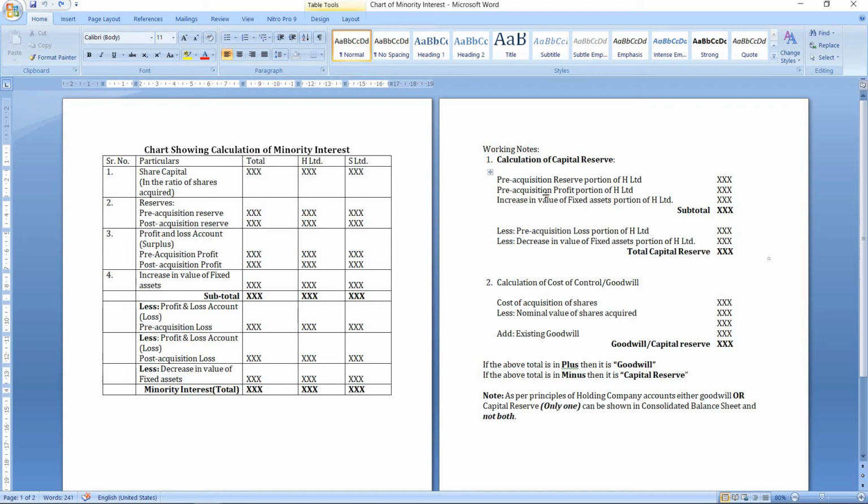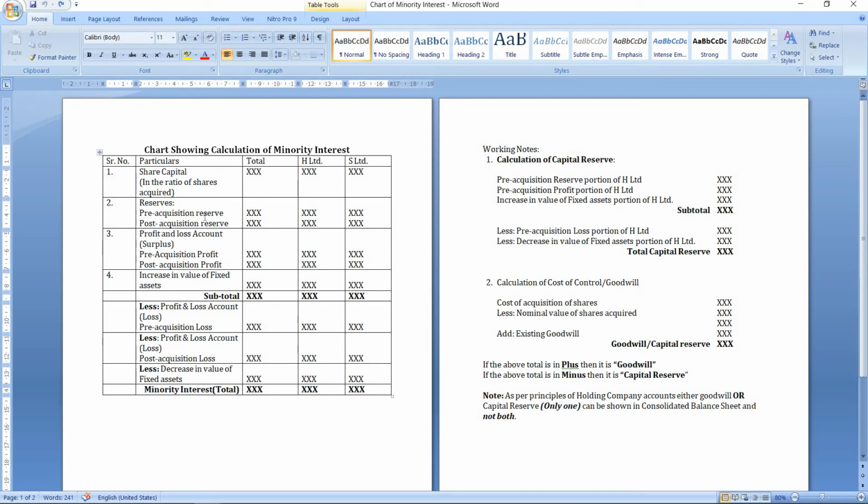Then if there is any pre-acquisition profit, the pre-acquisition profit of H Limited has to be taken. And if there is an increase in the value of fixed assets, even this portion of H Limited has to be taken. So this will become your subtotal.